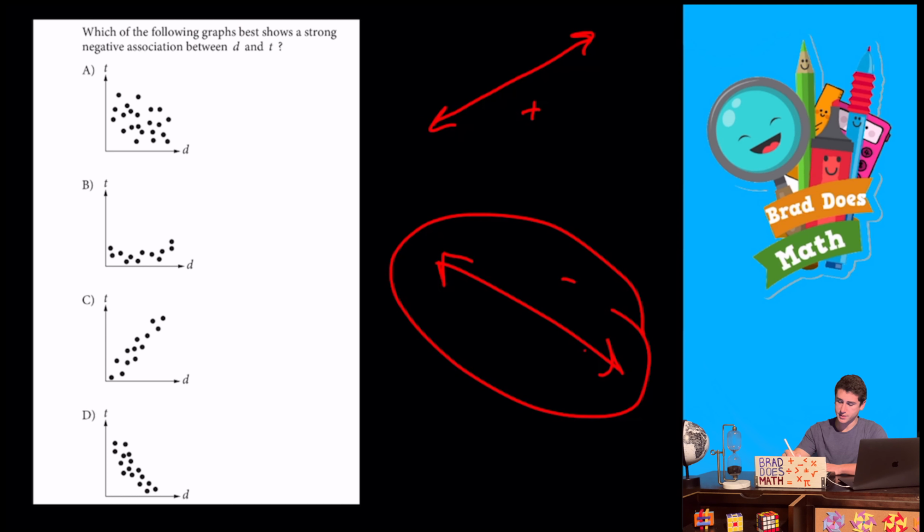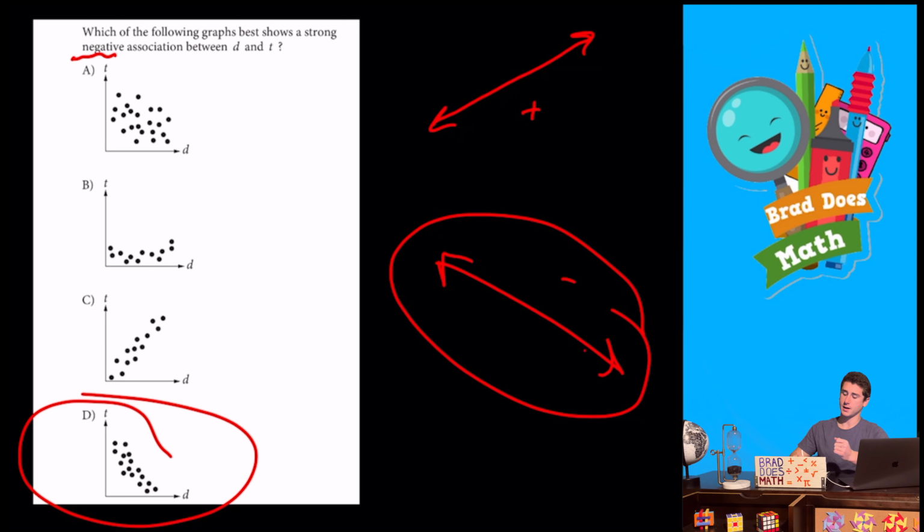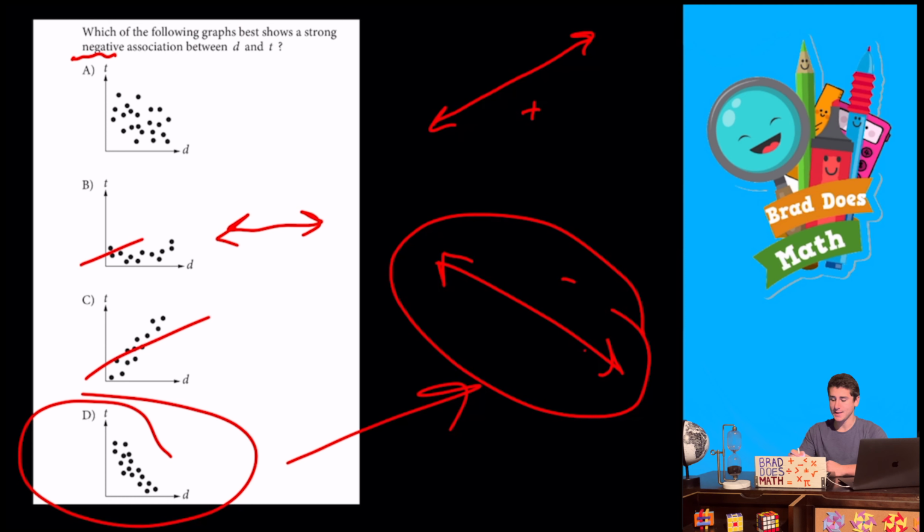And in this case, they say strong negative association, meaning a negative slope. D kind of looks like this picture I drew for a negative slope. We're done. That's it. C has a positive slope. B has a slope of 0 since it's horizontal. And A, not really sure what's going on there. That just looks funky. That's just like a blob of points.